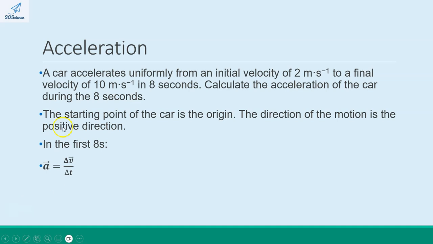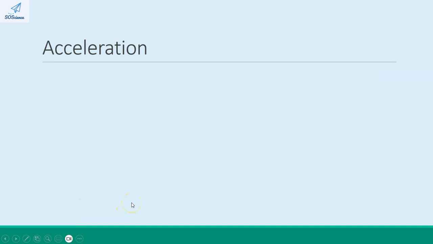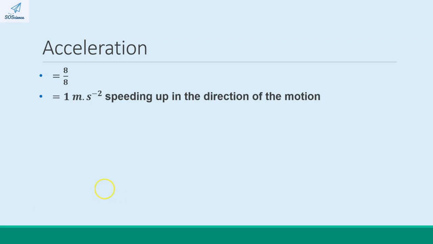So in the first 8 seconds, the acceleration is the change in velocity over the change in time, which is Vf minus Vi over Tf minus Ti. Because remember, change in anything is the final minus the initial. The final velocity was 10 meters per second, and the initial velocity was 2 meters per second, so it is 10 minus 2. And the time interval was 8 seconds. The motion ended after 8 seconds, and it started at time equals 0 seconds. So that's 8 divided by 8, which gives us an answer of positive 1. Because it's acceleration, we measure it in meters per second squared.